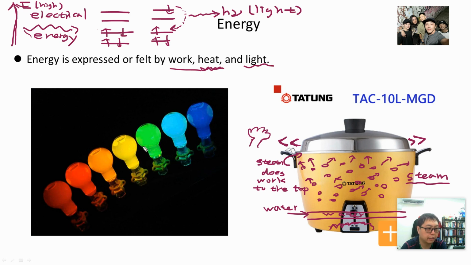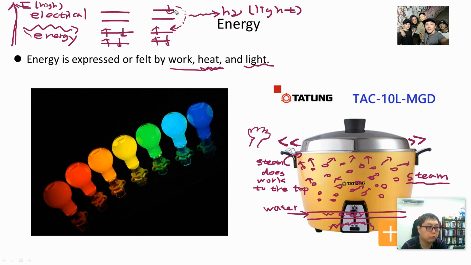So in this light bulb, you input electrical energy into your phosphor material, and this energy excites the electron in the phosphorus from the lower energy state to the higher energy state.